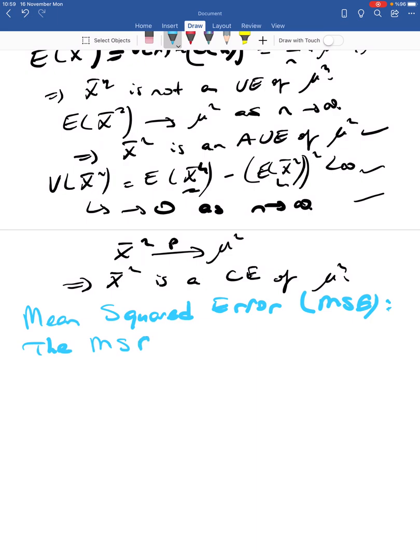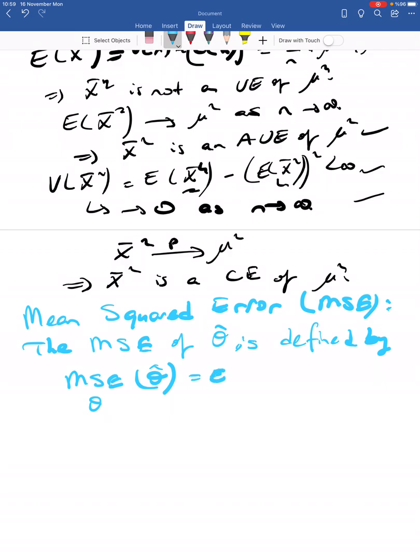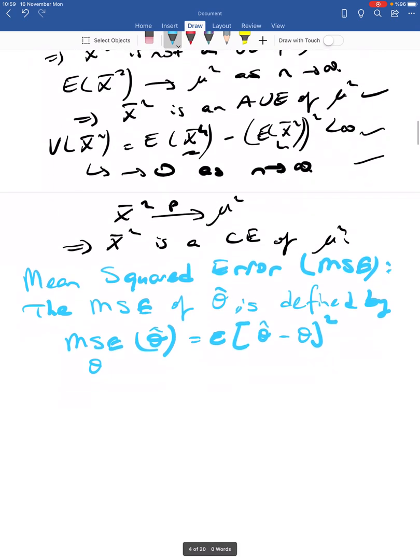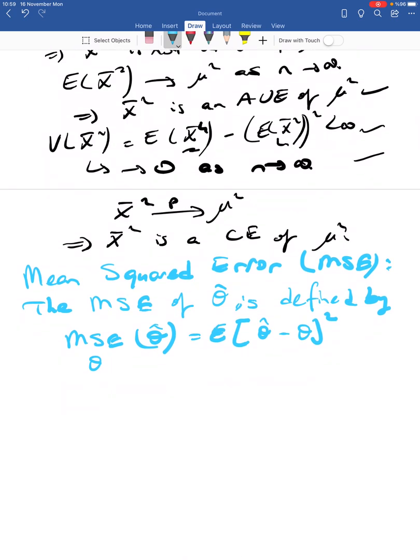The mean square error of theta hat to estimate theta is defined by the squared differences between the estimator and the unknown parameter. When you open this up, let's open this equation. We have a shortcut formula. So expected theta hat minus theta, get the square. So expected theta hat.